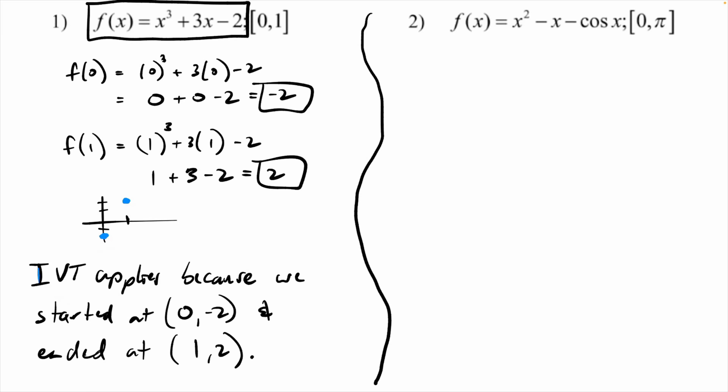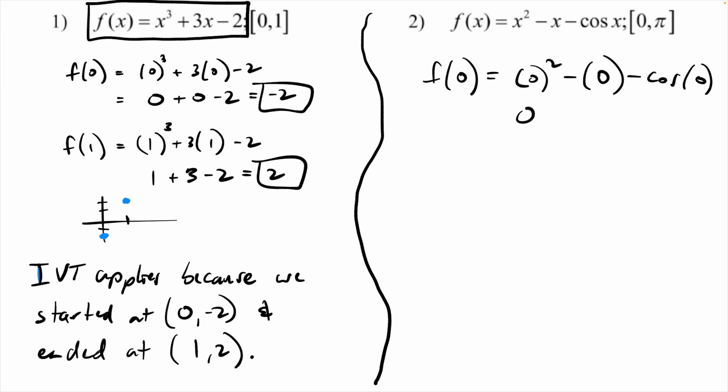So let's try number 2. Where were we at 0? When x was 0, where were we at? 0 squared minus 0 minus cosine of 0. Well, 0 minus 0 is 0. Cosine of 0 is 1, because that's where cosine starts. Negative 1, right? So I'm at (0, -1), below the x-axis.